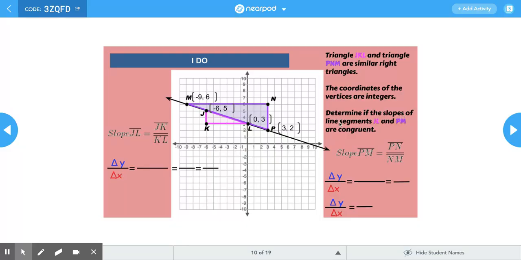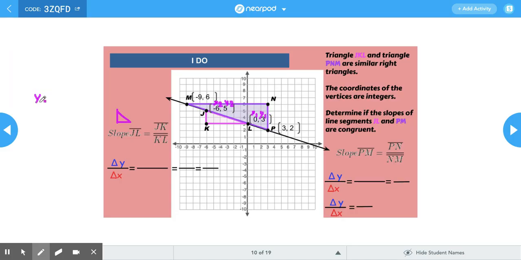We have to determine if the slopes of the line segment JL, which is for the smaller pink triangle, and PM, which is for the larger purple triangle, are congruent, which means the same. So to find the slope of JL, for the smaller triangle, we are going to label the points for J and L. So that's negative 6 comma 5 is our coordinate for J, and 0 comma 3 is our coordinate for L. So negative 6, we're going to label x2, 5, we're going to label y2, and then 0, we're going to label x1, 3, we're going to label y1.